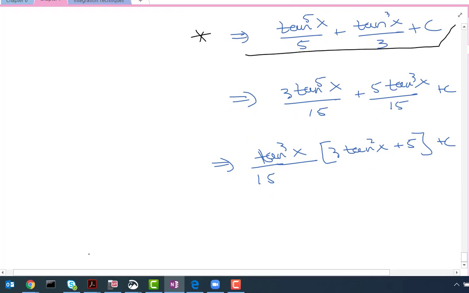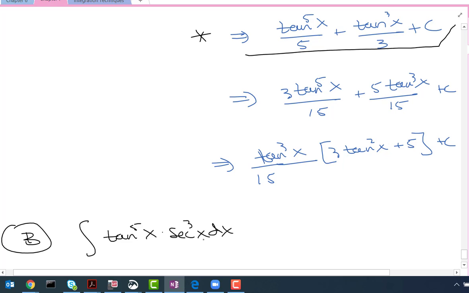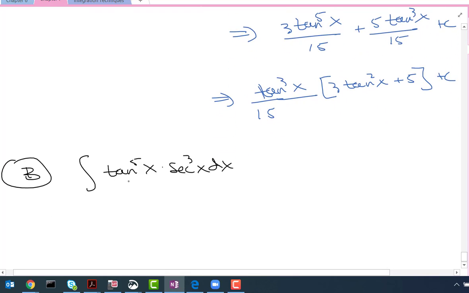Okay, so another example, what if they're odd powers? Say I have the integral of tangent to the 5th x times secant cube x dx. So if they're both even powers, we split off a secant square. When they're both odd, and this one's kind of tricky, we're going to split off one from each.